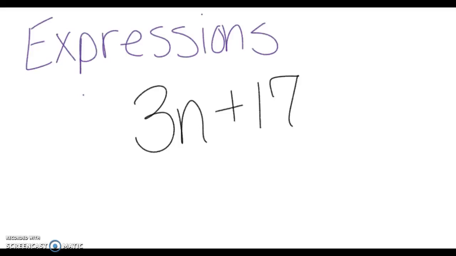This unit we've been working on is about expressions. Expressions are basically like a phrase. There are no equal signs, so that would make it an equation. An expression does have variables because it is algebraic.